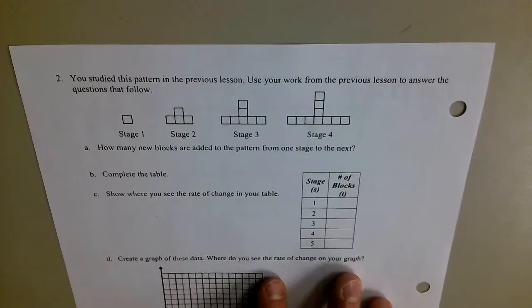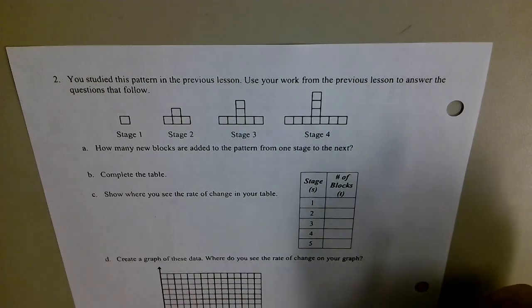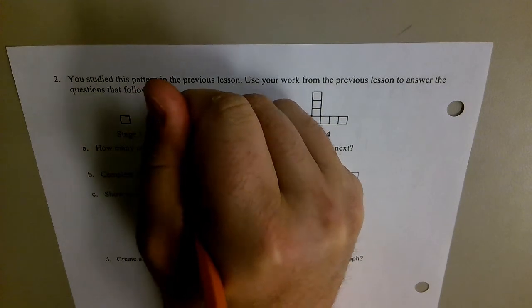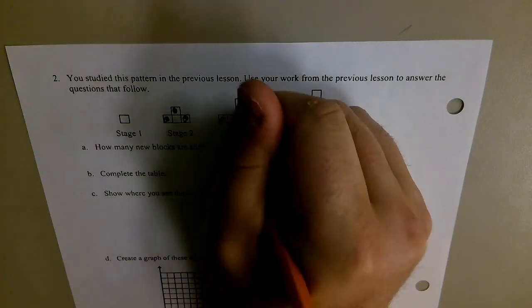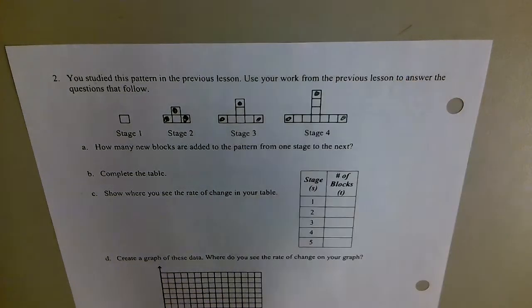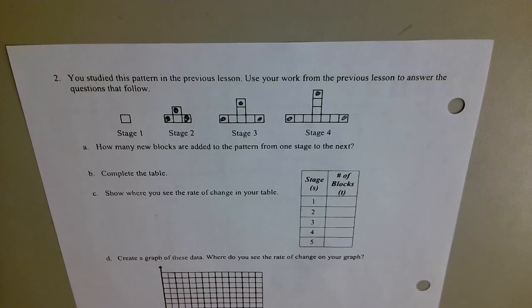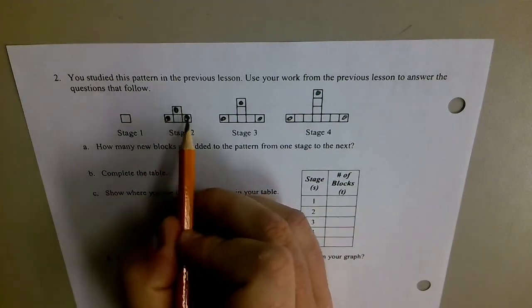All right, so now we're going to jump to the back for number 2. So number 2, the question is very similar to number 1. So we have stage 1 here, where we just start with a block. In stage 2, we're adding a block to these 3 sides of it. So we're going to do that every stage. We're going to add those 3 blocks to every side. So letter A is asking how many new blocks are added to the pattern each stage. So every time we make a new stage, how many blocks are we adding? We're just adding 1, 2, and 3.